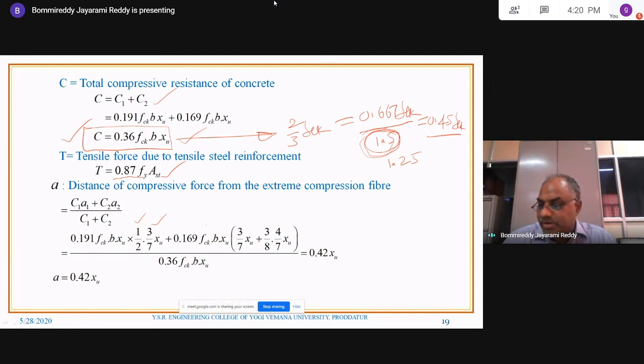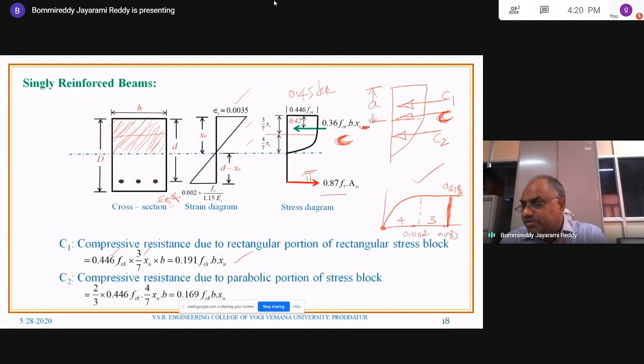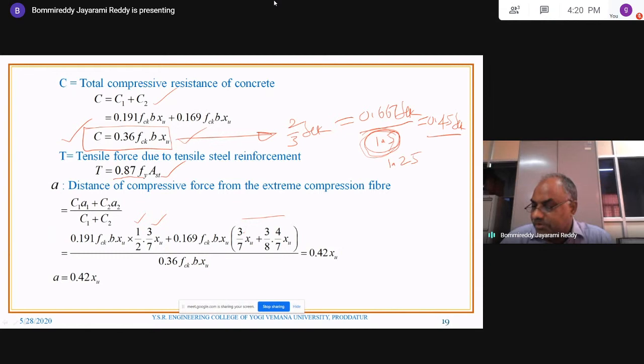Because it is rectangle. And C2 multiplied by this is the some distance. What is that distance? You can look at C2 is somewhere here. So part of it, this distance plus rectangular distance. You know rectangular distance is 3 by 7 of XU plus part of it. What is that part of it? You can look at here. 3 by 7 of XU rectangular plus 3/8 of 4 by 7 XU.